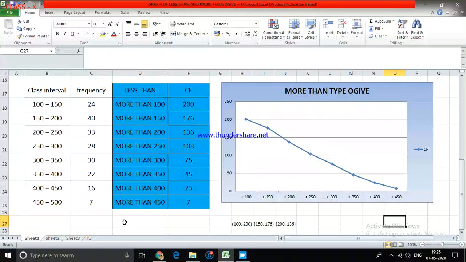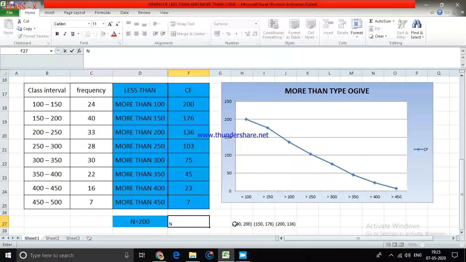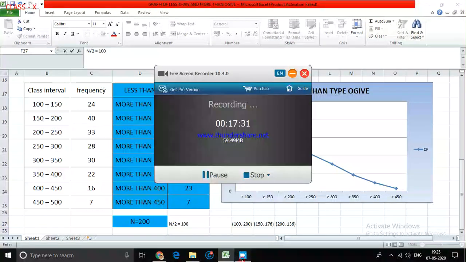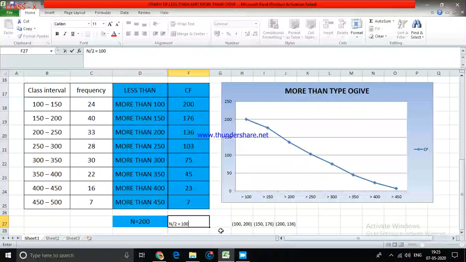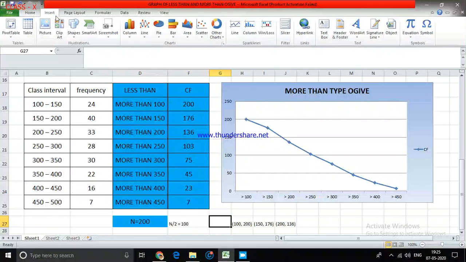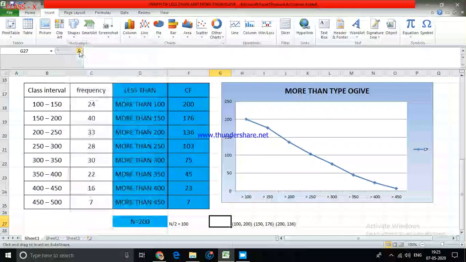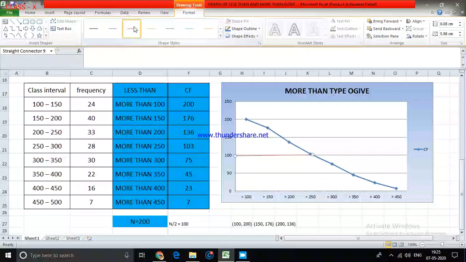Now again, to find the median, the same scenario will come here. N value is 200, the sum of all the frequencies. Then I have N by 2. N by 2 value will come as 100, right? N by 2 value is 100. So N by 2 value is 100 means again you go, let me take the straight line. So here is 100, you go to the 100 number and draw the straight line till it intersects the graph. Once it intersects the graph, you can leave it.